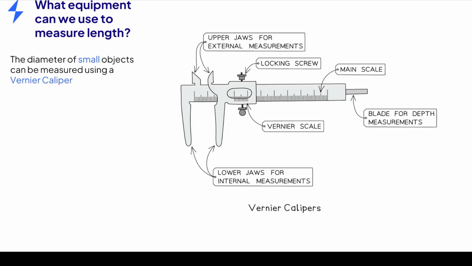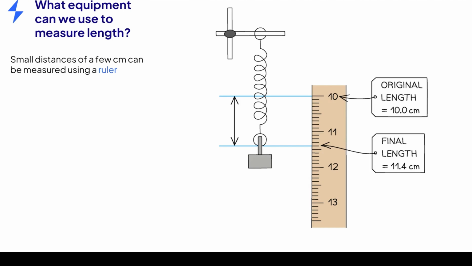What equipment could be used to measure length? Vernier calipers are used to measure the diameter and thickness of small objects. You do not need to understand how they work. A ruler can be used to measure small distances of a few centimeters. In the diagram, the extension of a loaded spring is measured to the nearest millimeter on the ruler.